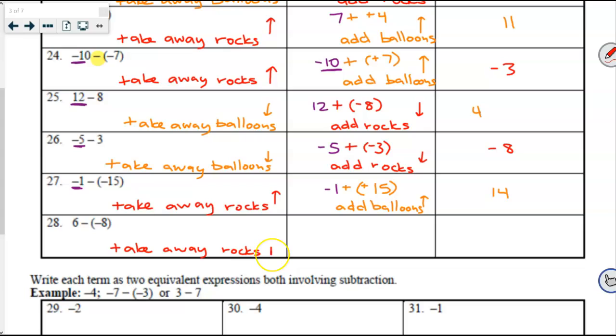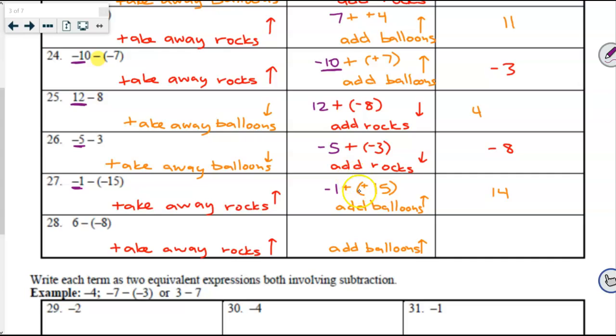Yes, it does. And what else could I do to make the basket go up? Seth. You got it. Add balloons. So I'm going to change this to an add balloons problem. I'm not even doing the easy part now. Someone gets to do all the work.